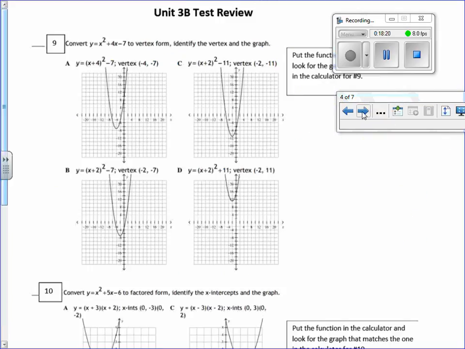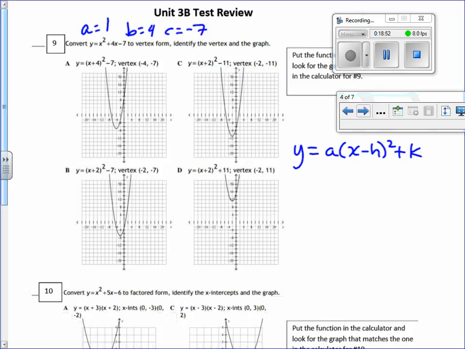All right. So number 9, it says convert to vertex form. Identify the vertex in the graph. So to convert to vertex form, you need to put it in this form right here. So y equals a times (x minus h) squared plus k. So what's a right here? Is it 1? B equals 4 and C equals negative 7. So I know what the A is, but I need H and K. What do H and K represent? We just did one in this form.